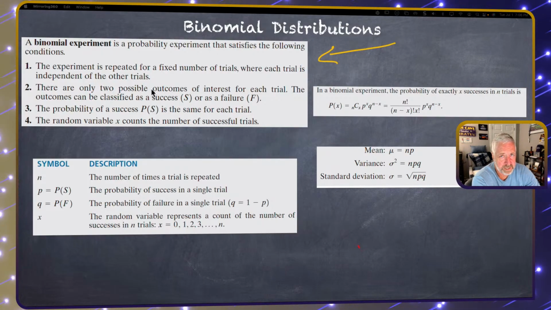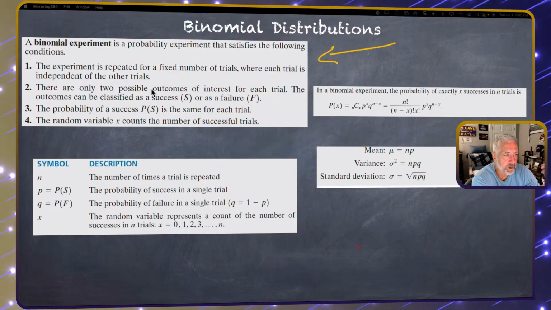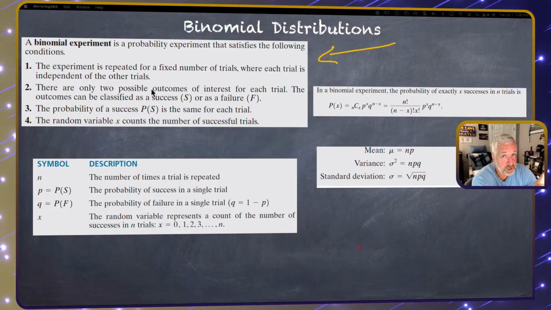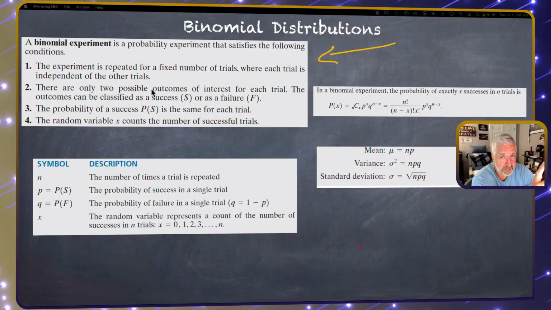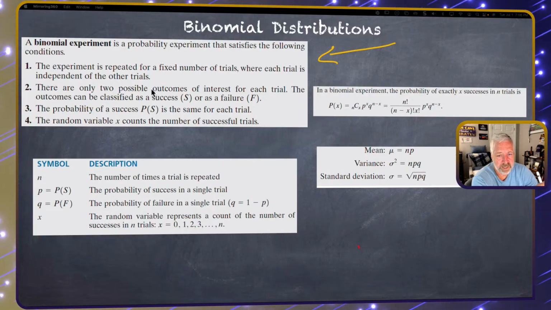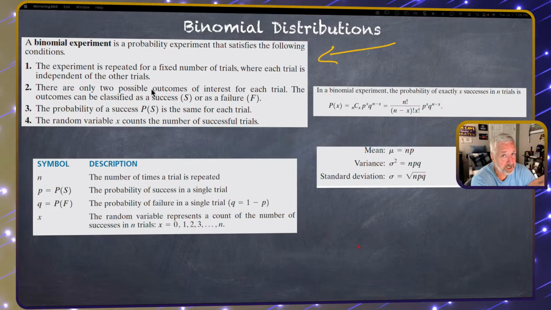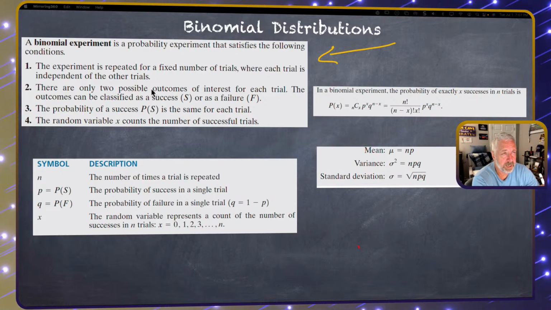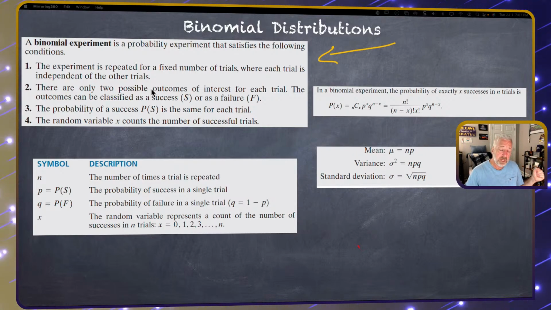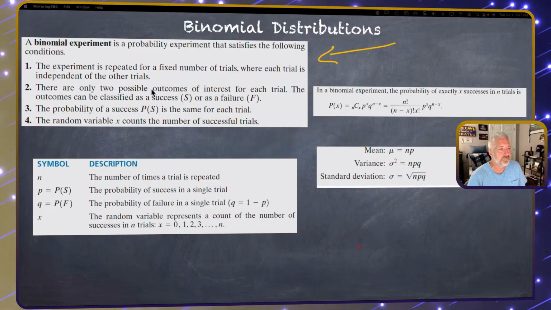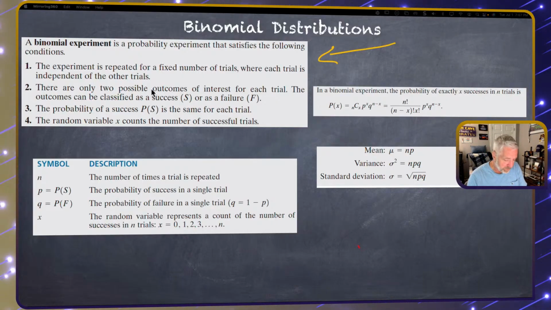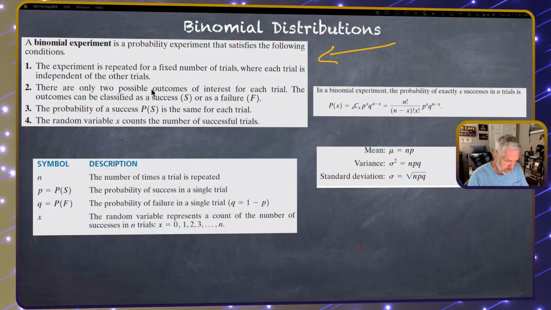Number one, does it have a fixed number of trials? Does it have the same probability throughout? Are there only two outcomes that could occur with each event? In other words, a success or failure. That's all we're looking for. You can't have a multitude of things happening. You can't have changes in probabilities. So there's only two possible outcomes of interest for each trial.